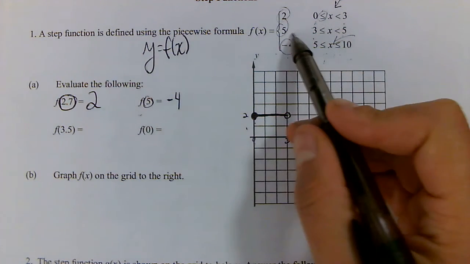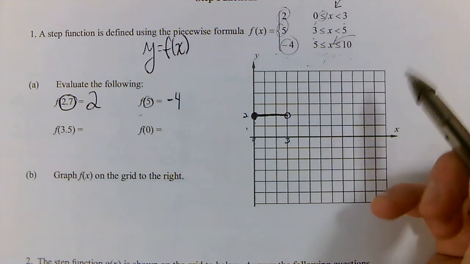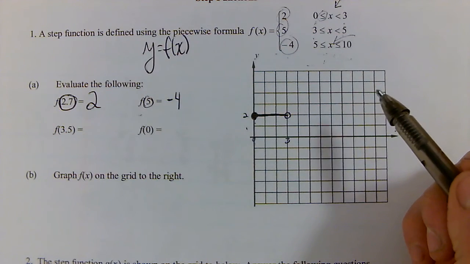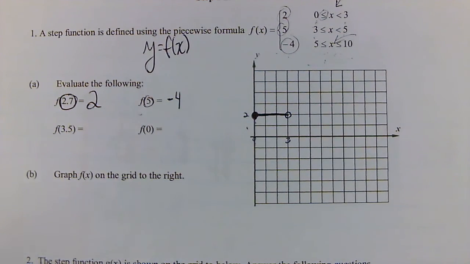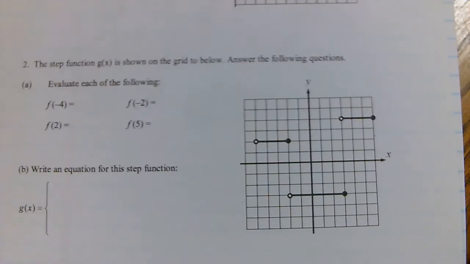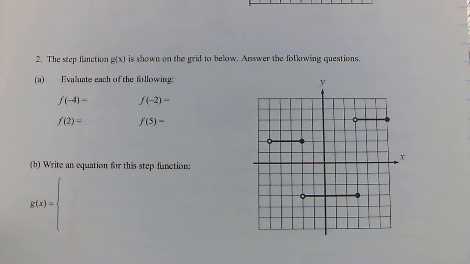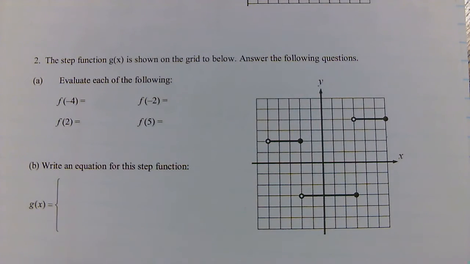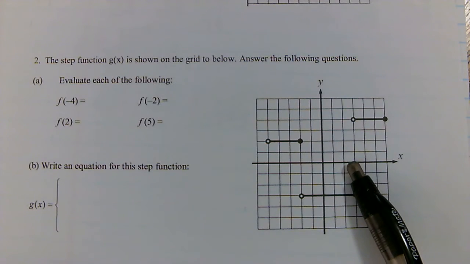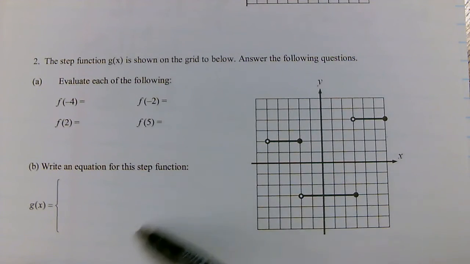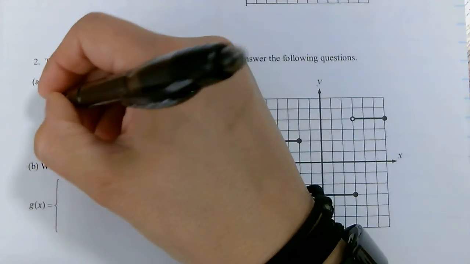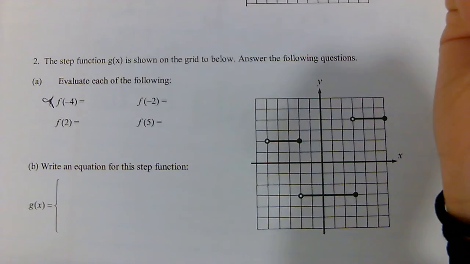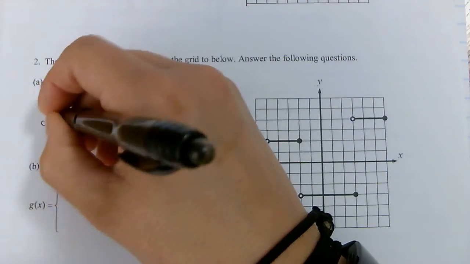All right, try the other guys. Give them a shot. If you're still having trouble, I can do a couple more examples. Now down here, they're kind of asking you the same thing, except this time you're starting with a graph. You have to figure out some values and then look at what the rules are for this particular step function. So I'm going to do 2 of these. I'll do this guy and I'll do this guy.